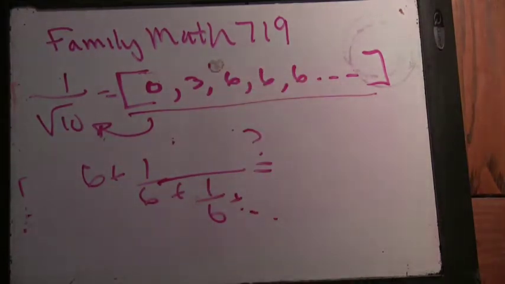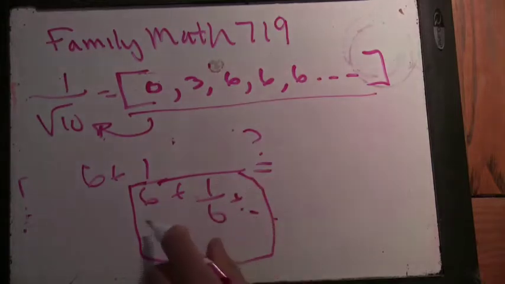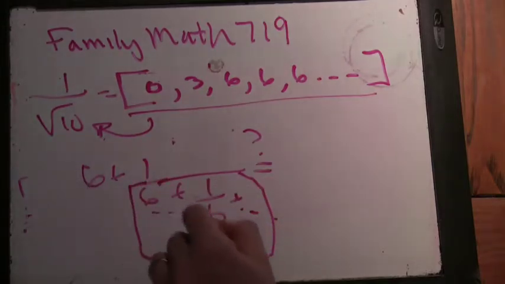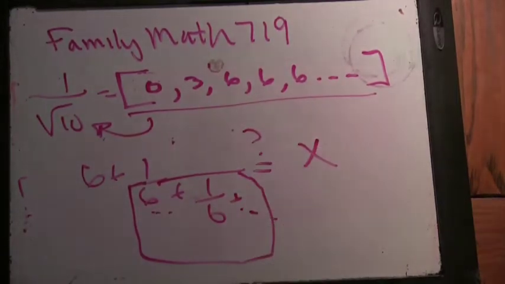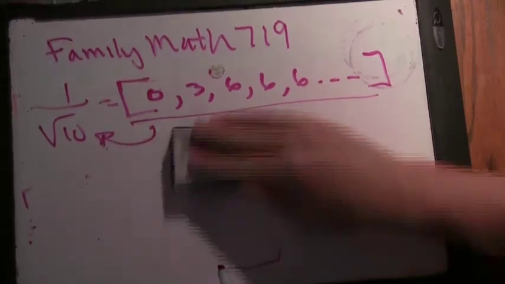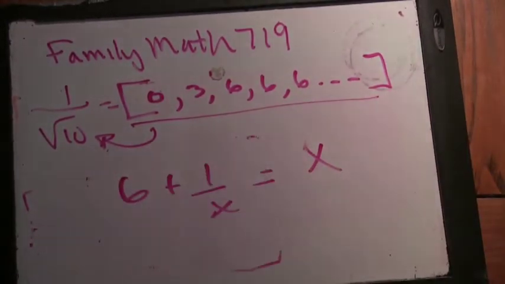Okay, so this is actually kind of a fun thing to do. We don't know what this is, but we do know it repeats itself down here. I get the same thing, right? 6 plus 1 over 6 plus 1 over 6. Whatever it is, it's the same down below the first level. So if I say that this whole thing is x, I get a very simple equation: 6 plus 1 over x equals x. Right? How do I solve this?